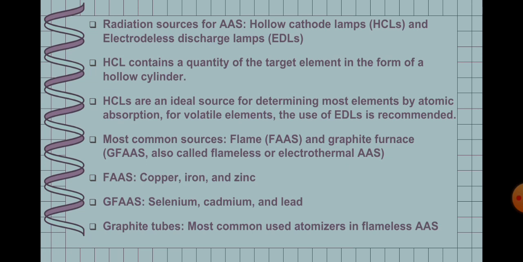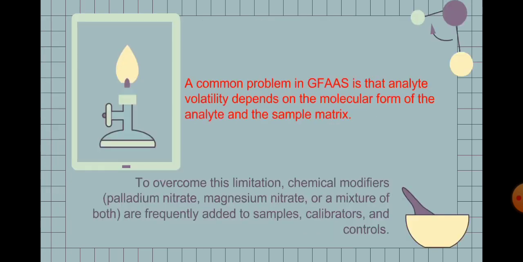GFAAS has its limitation. A common problem in GFAAS is that analyte volatility depends on the molecular form of the analyte and the sample matrix. To overcome this limitation, chemical modifiers such as palladium nitrate, magnesium nitrate, or a mixture of both are frequently added to samples, calibrators, and controls.